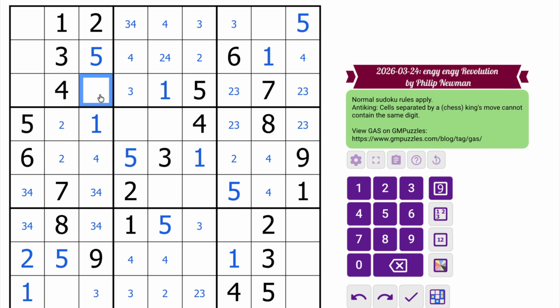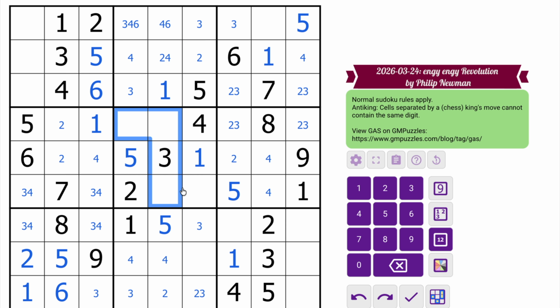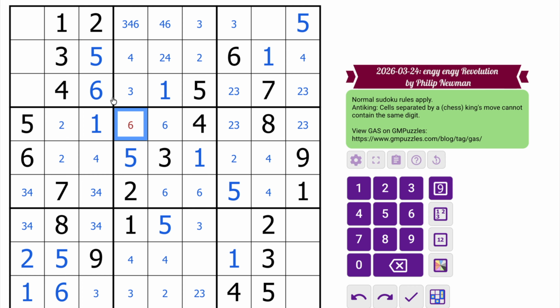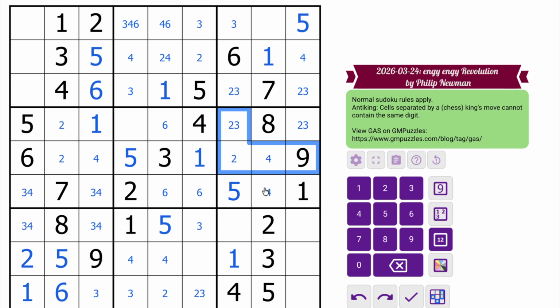Let's see for 6. This is a 6 because 6 cannot come here. This is a 6. Now we have 6 in one of these 2 cells. We do not have a 6 here. So 6 can be anywhere for now. Why cannot we have a 6 here? Oh, we have a 6 here. Sorry, I did not see that. We can have 6 in one of these 3 cells.